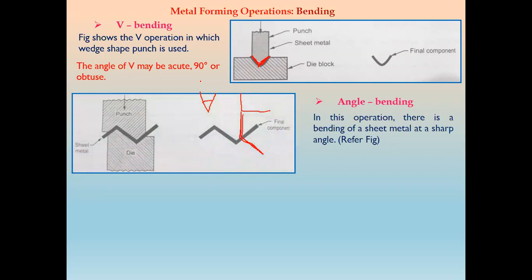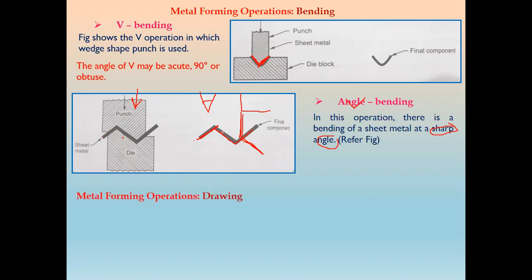Now we have angle bending. In angle bending, there is bending of sheet metal at sharp angles. If you see, we have a punch having a sharp angle. The sheet metal is placed between the die and the punch, and after the punching operation, it forms this type of sharp angle. So that bending is called an angle bending operation.